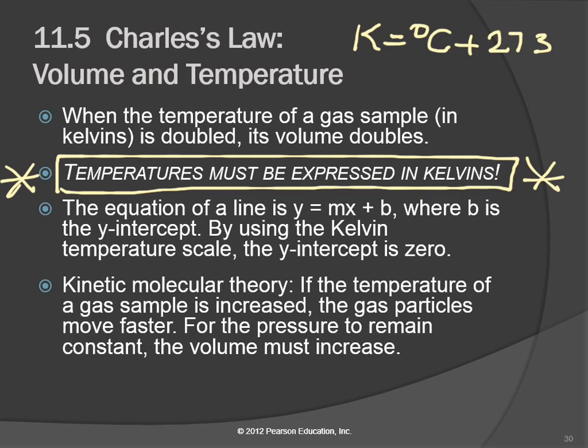And this is the reason: the equation of the line is y equals mx plus b, and by using the Kelvin scale, that y-intercept is 0. So this goes away, and now we have the volume being proportional to the temperature.